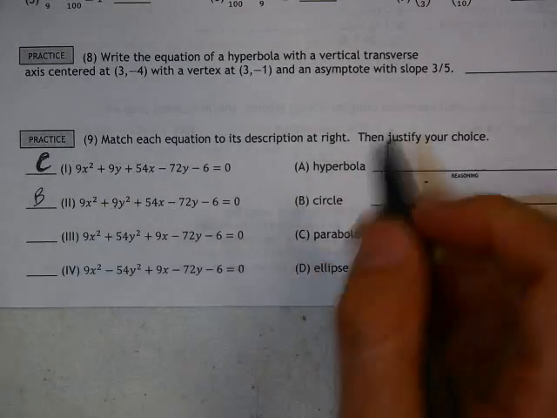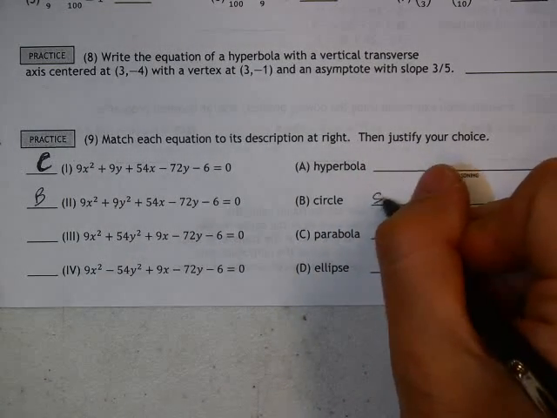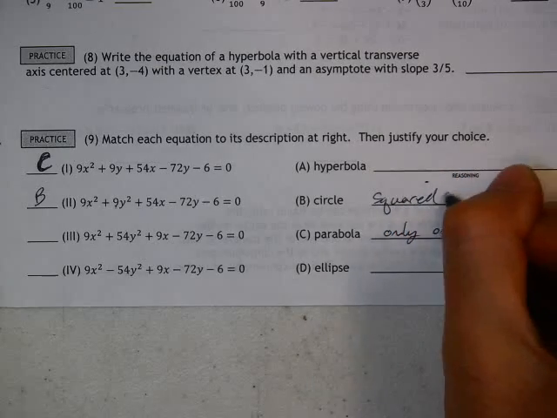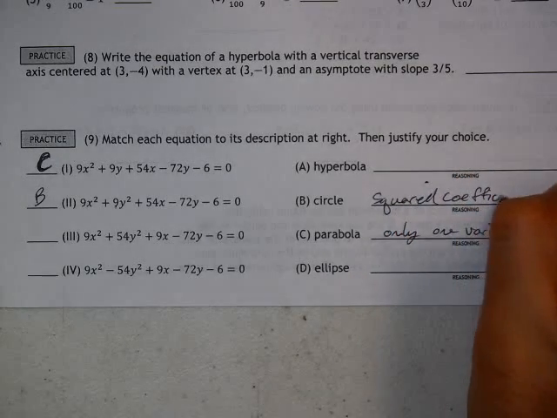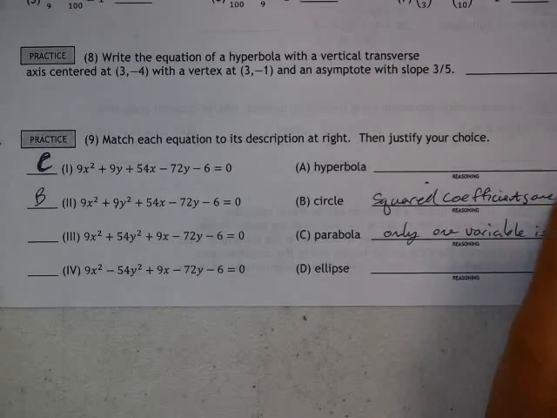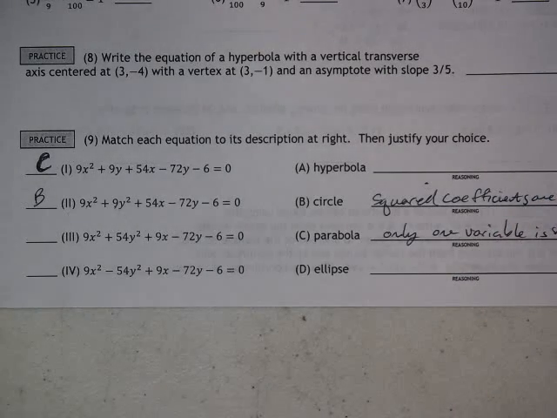And remember that these numbers in front are called the coefficients. Squared coefficients are equal. They're the same number.